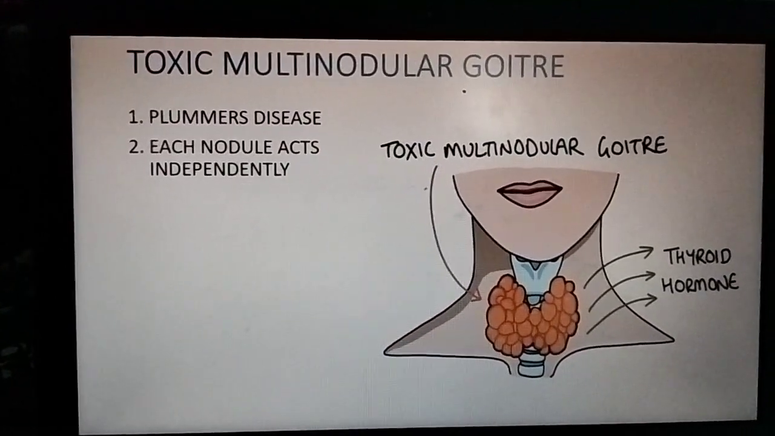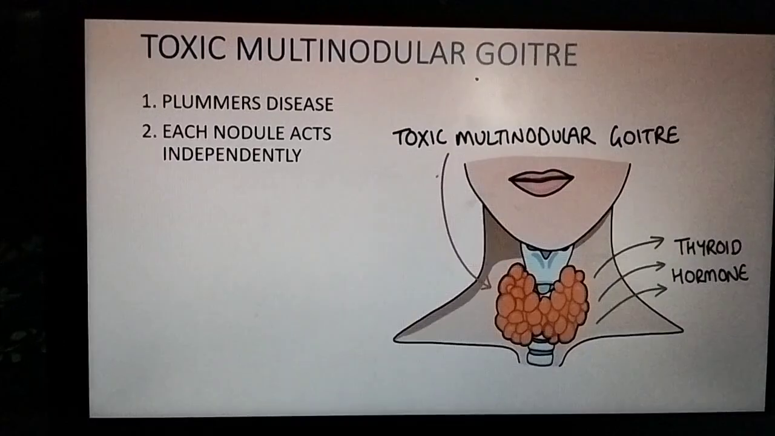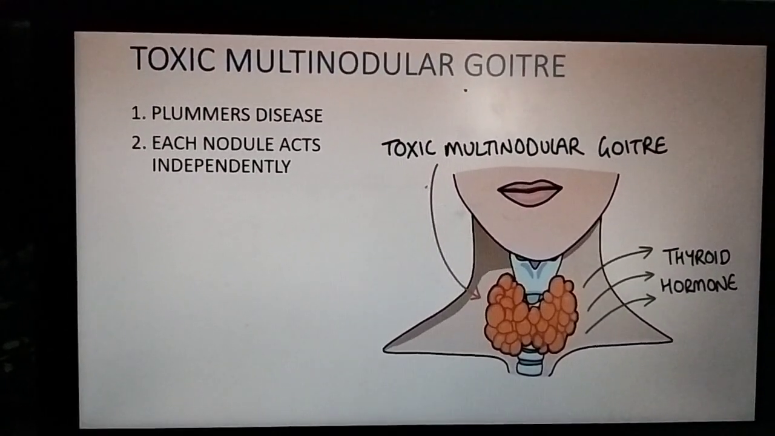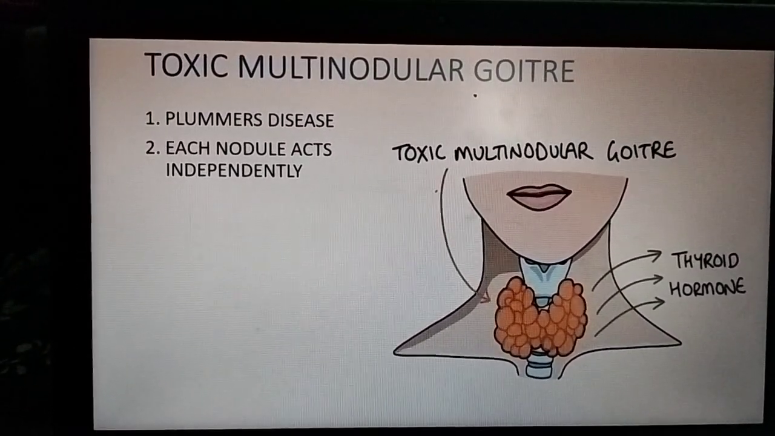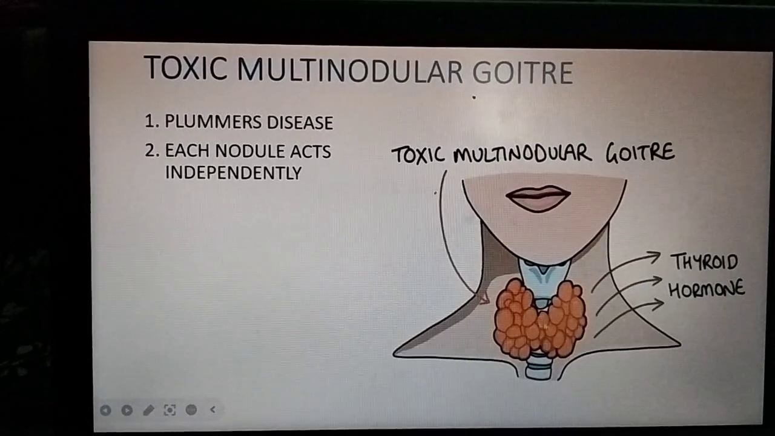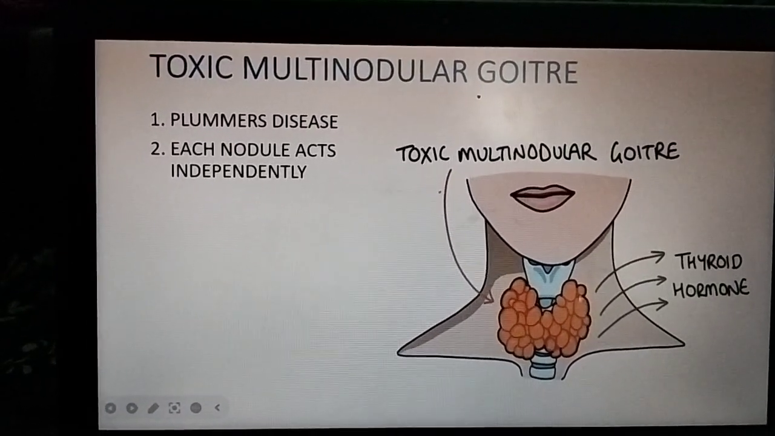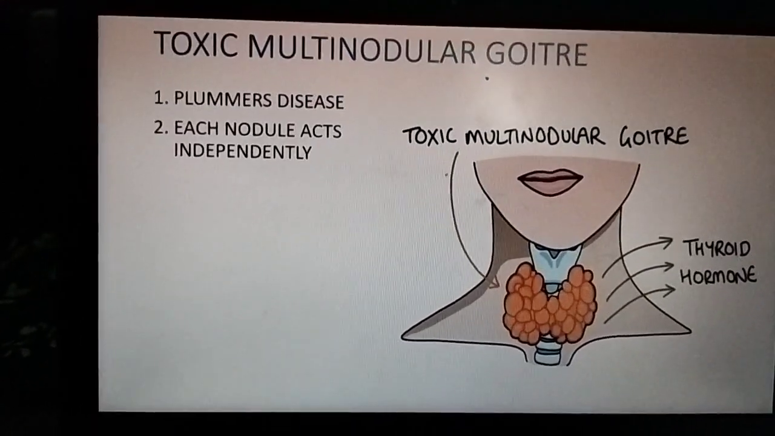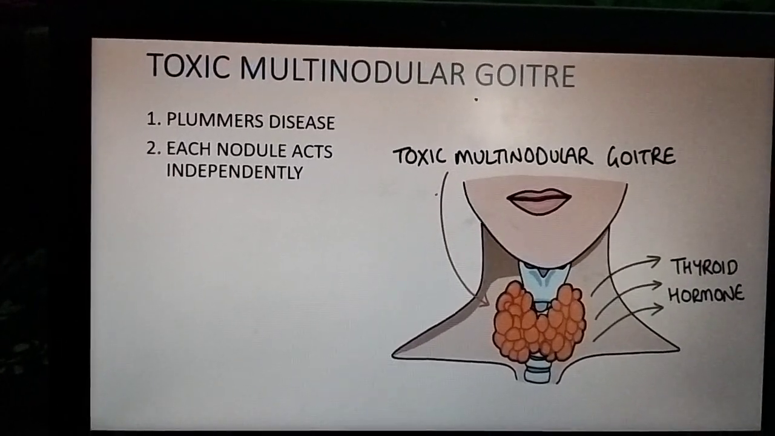And coming to another condition, toxic multinodular goiter. This is also called Plummer's disease. In this multinodular goiter, each nodule acts independently, continuously producing the thyroid hormone, which leads to the enlargement of the thyroid gland.